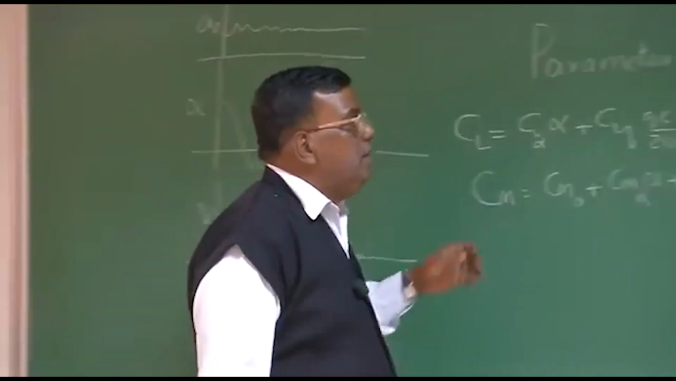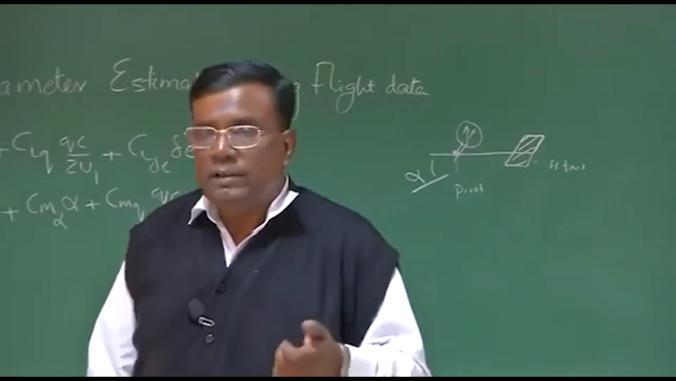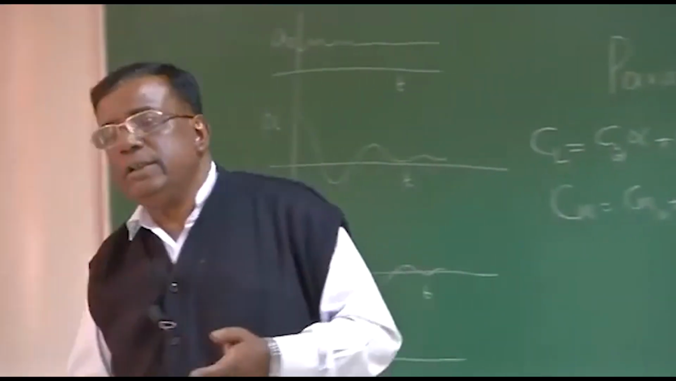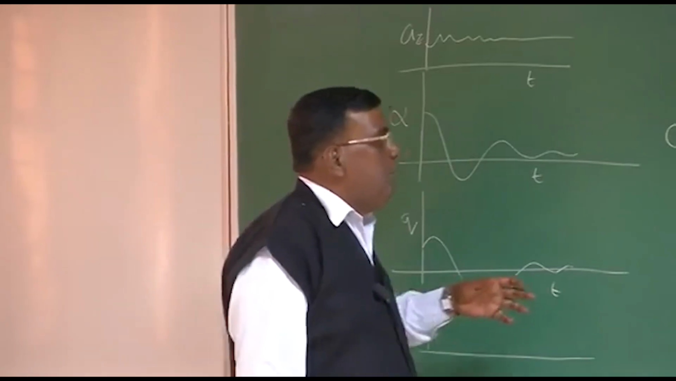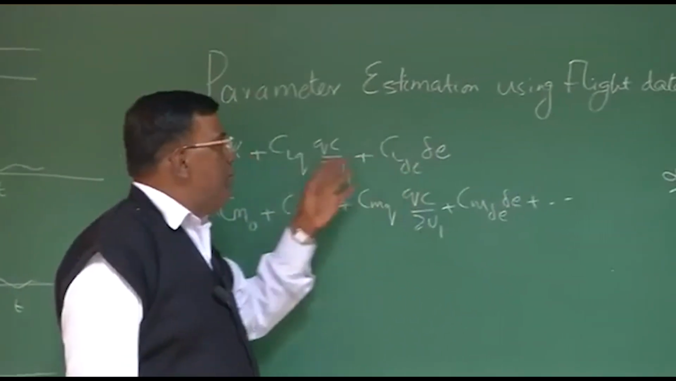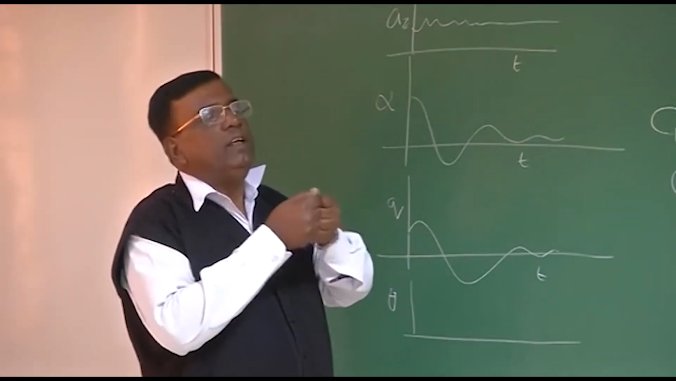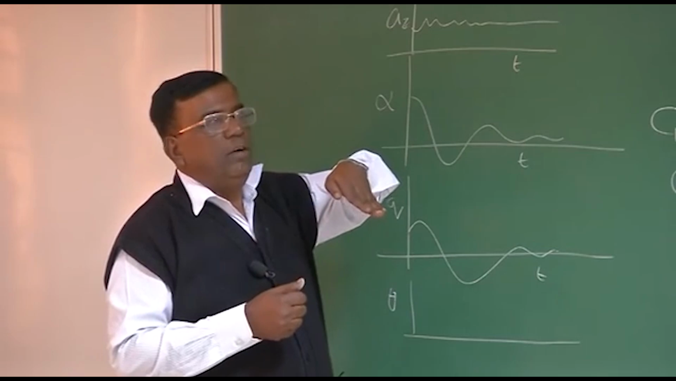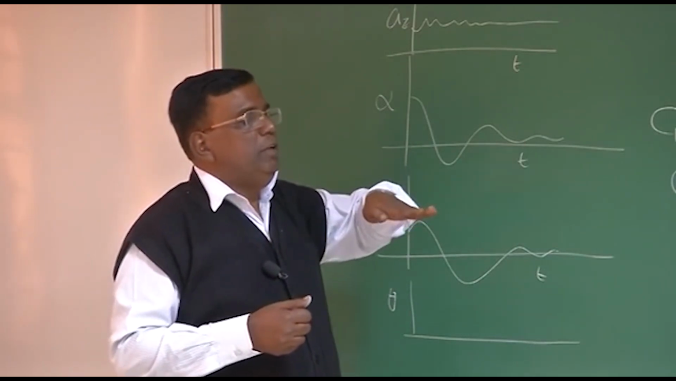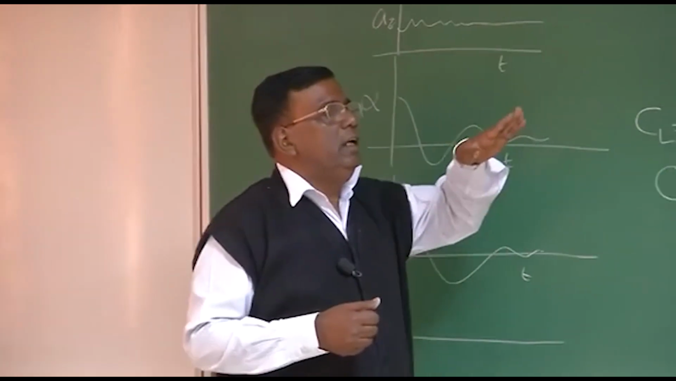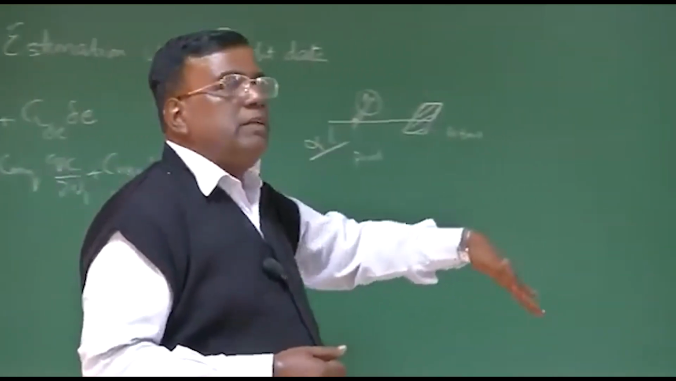So you have to decide the frequency of giving the elevator input in such a manner that it excites the airplane in its longitudinal mode, if you are trying to estimate this parameter. For example, if you give elevator input and hold it up for too long, what will happen? As you are holding the elevator up, the airplane will pitch up like this, then it will go like this, then like this. So the phugoid mode will be excited.